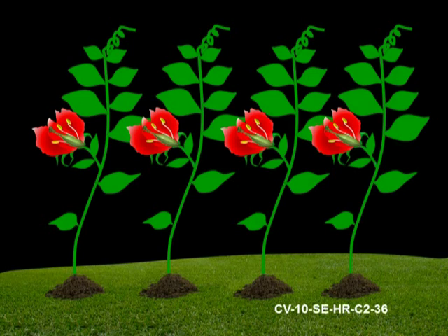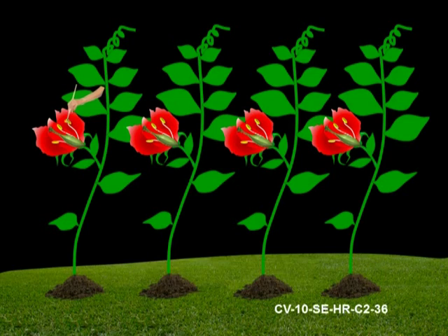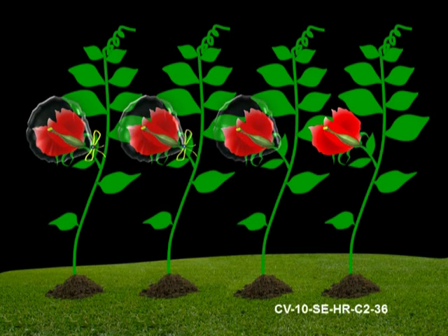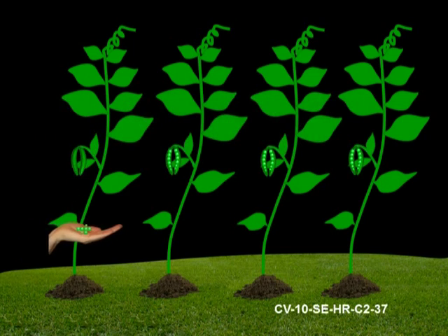He called these hybrids the first filial generation or F1 generation. Here, he self-pollinated the flowers of these plants. He then collected the seeds of F1 generation's plants.